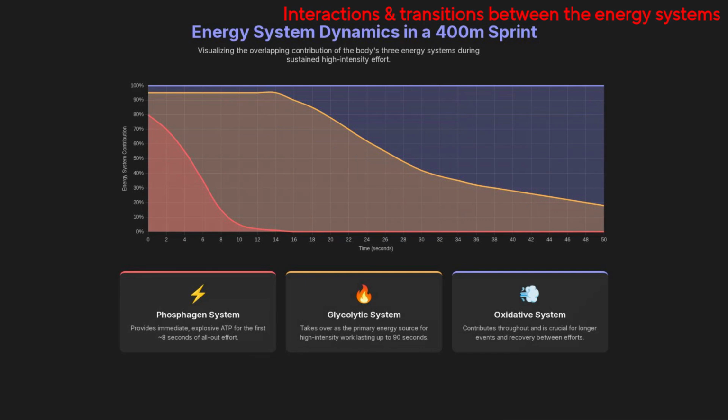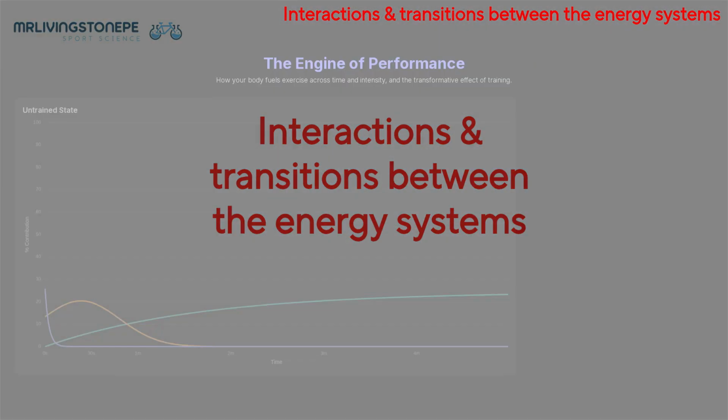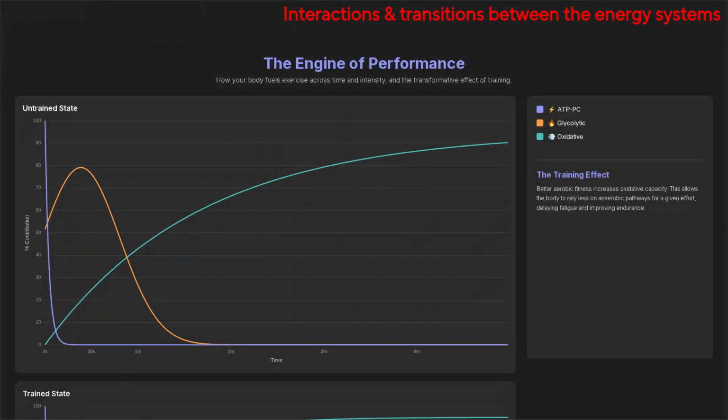In a 400-meter sprint, the Phosphagen system supplies explosive power for the first 6 to 8 seconds, then glycolysis takes over for the rest of the race. The oxidative system still contributes to ATP supply and is important for recovery between efforts. All three systems work together at every moment, but which one leads depends on time and intensity. Training changes these transitions. Better aerobic fitness increases oxidative capacity, so the body relies less on anaerobic pathways for a given effort and delays fatigue.